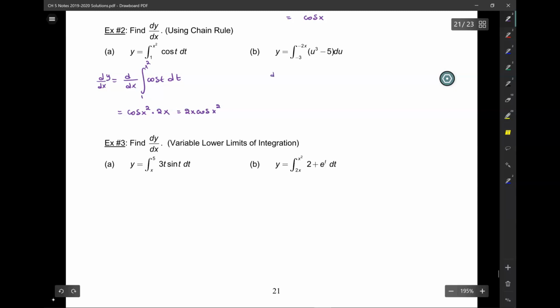Here, dy/dx is equal to, I'm just going to plug it in this time. It's going to be negative 2x cubed minus 5, times the derivative of the inside, which is negative 2. So finally, negative 2x cubed minus 5 times negative 2 gives 16x cubed plus 10.